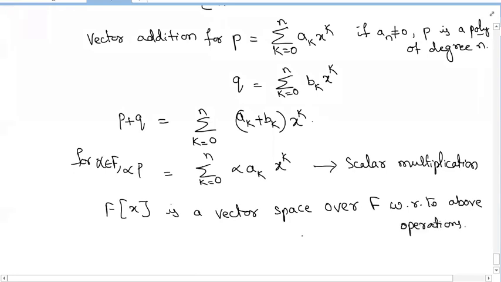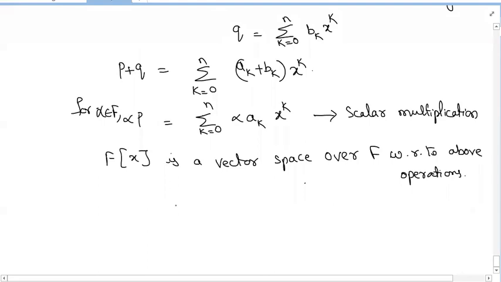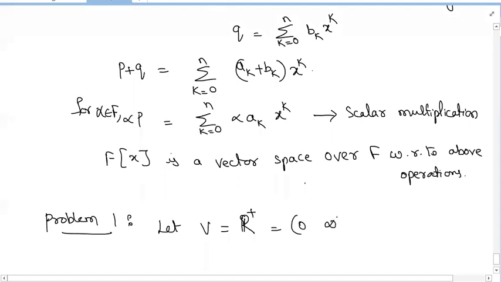So now in one problem we will see. We have seen enough examples. Suppose problem 1. I am going to define a different vector space. Let V equal R plus, which means the interval (0, infinity). V is the set of all positive numbers. F is the field of real numbers.